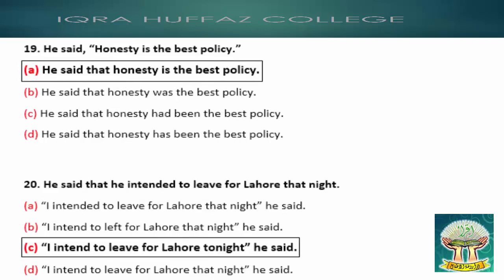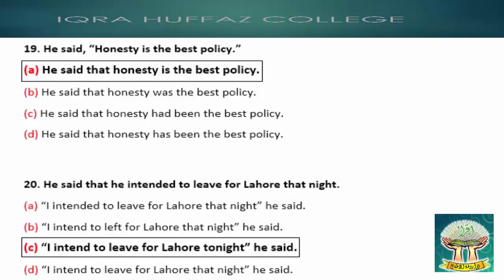Sentence number 19. He says, honesty is the best policy. As you can see, honesty is the best policy is also a universal truth or a fixed sentence, and we don't make changes either in tense or in the sentence when a universal truth is given. So option number A is correct. He said that honesty is the best policy.